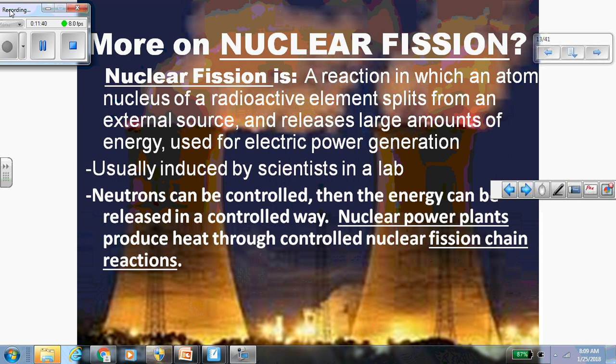In nuclear power plants, they produce heat through a controlled nuclear fission chain reaction, which is just where you have nuclear fission reactions happening over and over again. So we can use fission in order to produce electricity, which is what happens in a nuclear power plant.